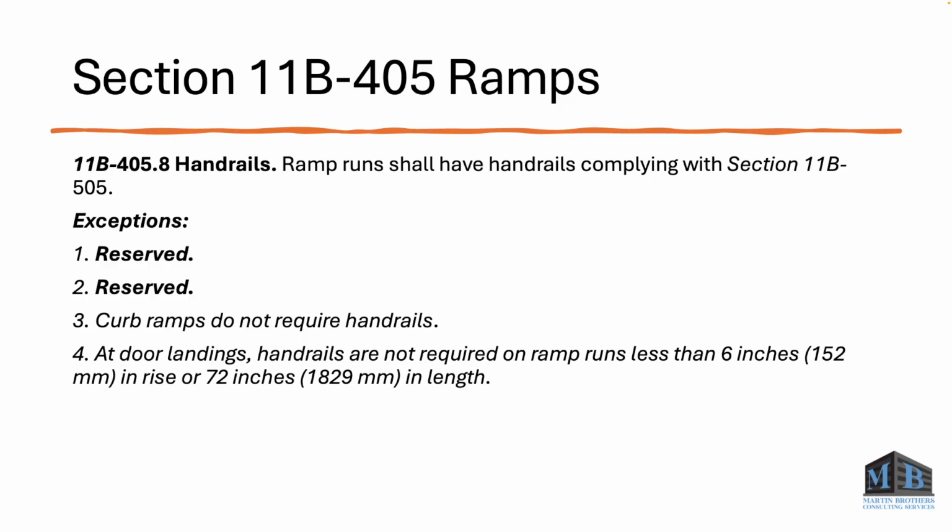Number 4, at door landings, handrails are not required on ramp runs less than 6 inches in rise or 72 inches in length. So micro ramp runs at doors don't need handrails. This section referenced 11B 505. It's a different division, Division 5. We will stay here in Division 4, and then we'll come back to 11B 505.